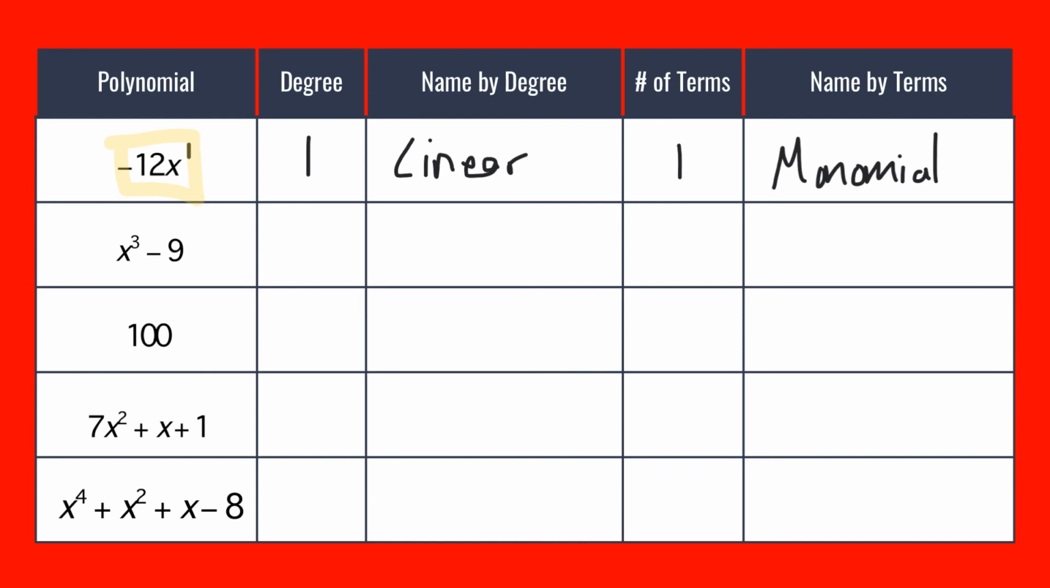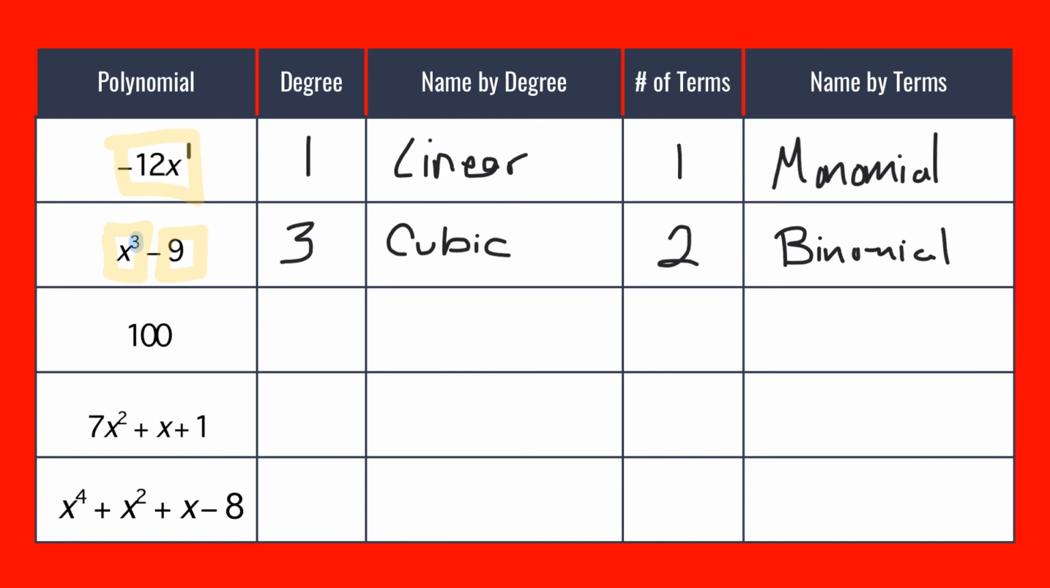Can you figure out what the degree is of the next polynomial, which is x to the third power minus 9? If you notice that the highest exponent is that 3 right there, that means that our degree is 3, and therefore we're going to name it a cubic. Then if we wanted to name it by the number of terms, I see one cluster and another cluster, meaning that there's a total of 2 terms. Since there's 2 terms in this polynomial, we're going to call it a binomial. So if I wanted to summarize this, I would say that this polynomial is a cubic binomial.